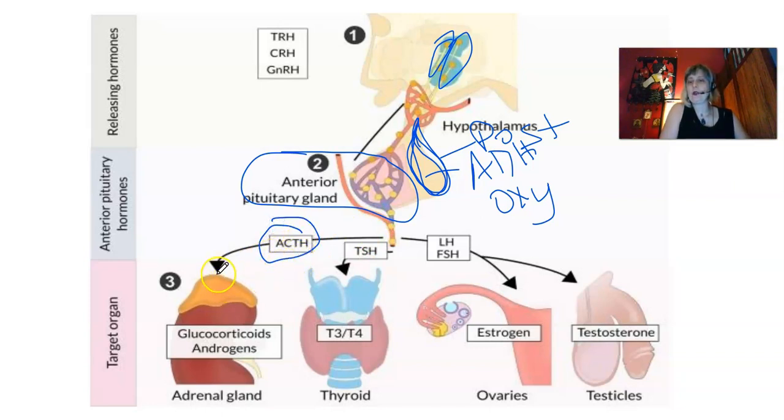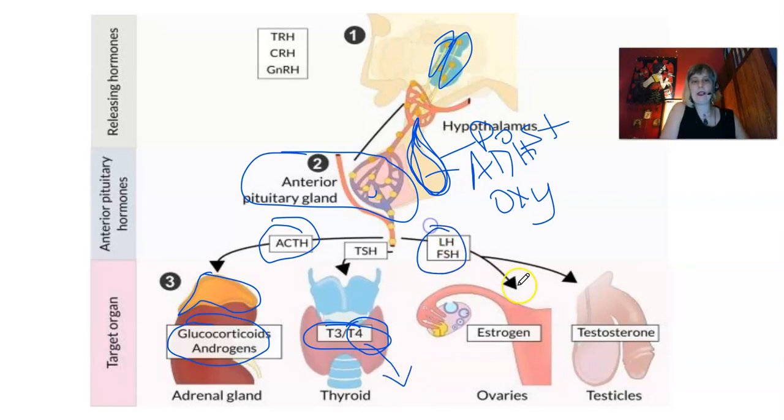ACTH, adrenocorticotropic hormone, stimulating the adrenal cortex, releasing glucocorticoids and androgens. Here's the thyroid stimulating hormone from the anterior pituitary. Now let me just elaborate on T3, T4. T3 is 3 iodines. T4 is 4 iodines. So the final product, thyroxine, which does influence metabolism, is T4, thyroxine, which, of course, regulates your metabolism.